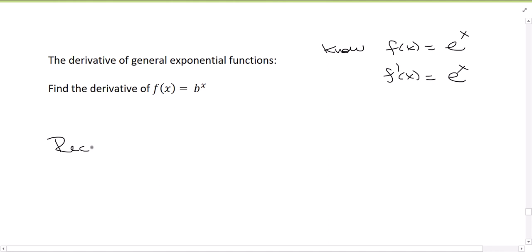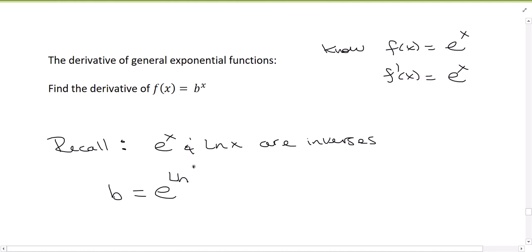So we're going to use a fact from chapter 1 way at the beginning of the class. Recall that e to the x and the natural log of x are inverses of each other. So what does that mean? That means that when I have any number, like in this case b, I can rewrite it as e to the natural log of b. Because they're inverses of each other, they undo each other. Similarly, if I have the natural log of e to the b, I also get b.